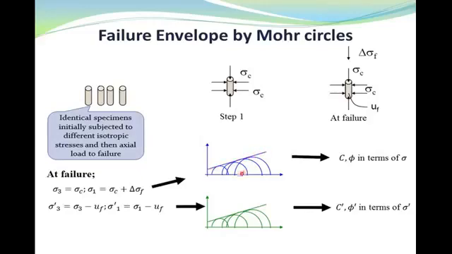And in the case of having underground pore pressure, we have to calculate the effective stresses from the total stresses, and then we can draw our Mohr circles in terms of sigma dash, and then we can draw our failure envelope easily. But keep in mind that with increasing the number of tests, we can have a more precise failure envelope.